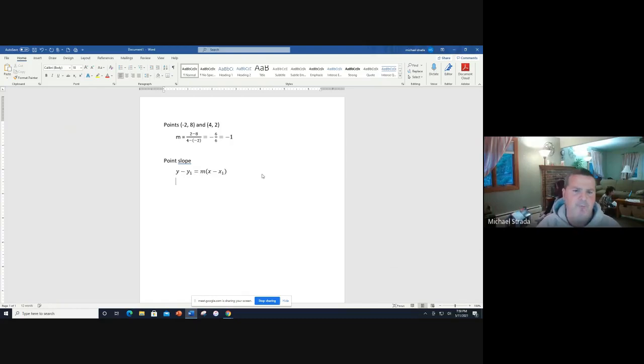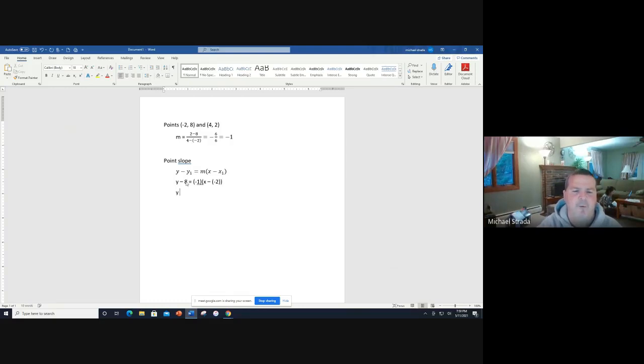So if I take the first point, which is (-2, 8), that means the y1 is 8 and the x1 is -2. The y stays. The y1 is what gets replaced with a number, so that's the 8. The slope we got in the previous step is -1, times x minus the corresponding x, which is -2.